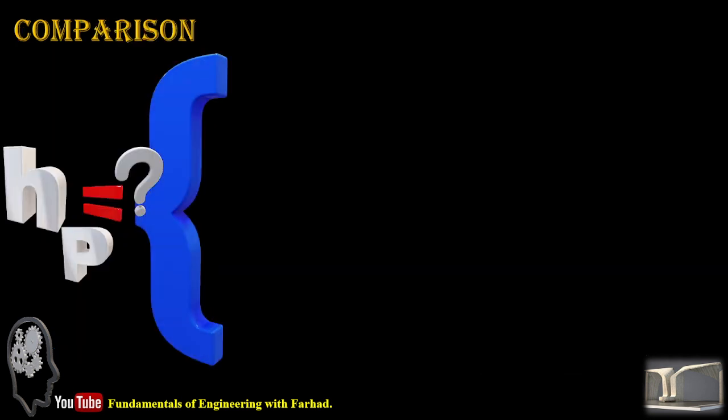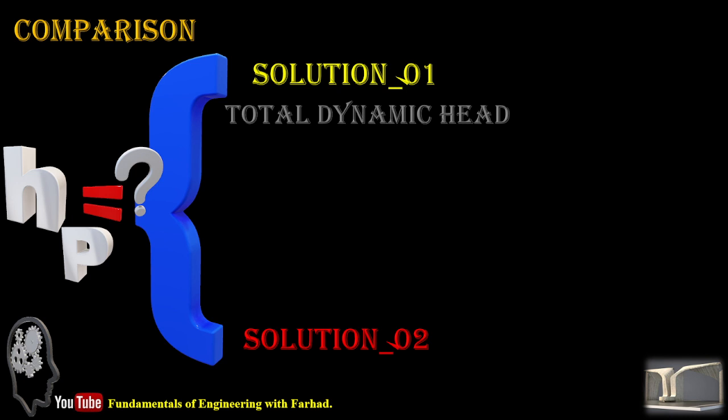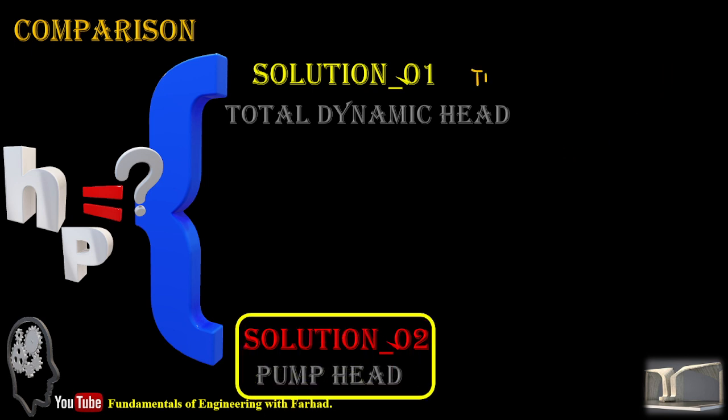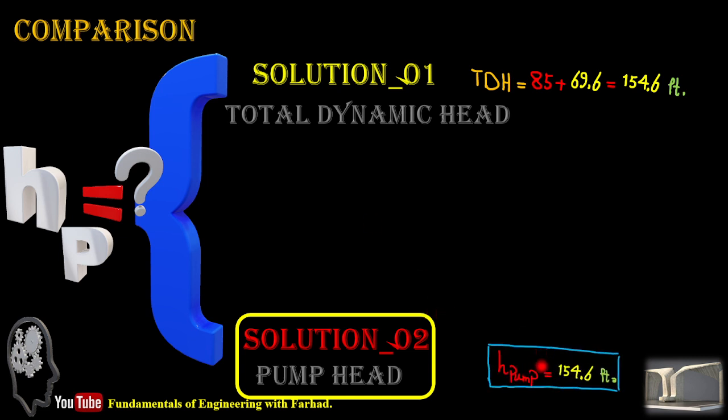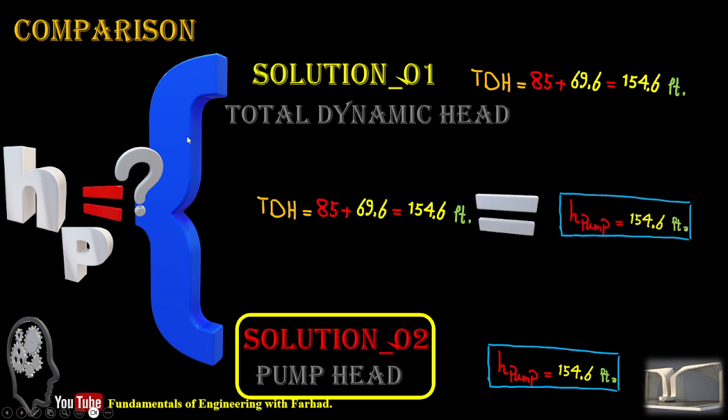So if you make a comparison with solution 1, in solution 1 we had the approach with the total dynamic head of the problem, and in solution 2 we had the pump head. If you remember, TDH, or total dynamic head, in part 1 was 85, which was the lift, plus 69.6, which is the major head loss within the pipe, and it gives the exact numeric value of 154.6 feet of water. And H of pump came to be the same numeric value. One can say, wow, total dynamic head is equal to pump head.